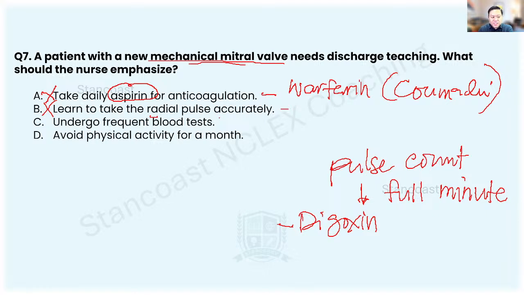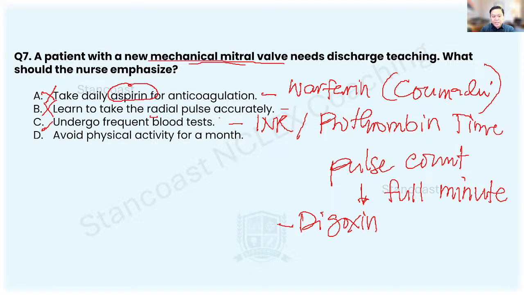What about letter C? Undergo frequent blood tests. Like I've said earlier, the patient will be required to receive the Coumadin or the warfarin. This will require them to have periodic testing of their INR and prothrombin time, to check for therapeutic levels, and usually our goal will be between 2 to 3 INR. That's the anticoagulation.